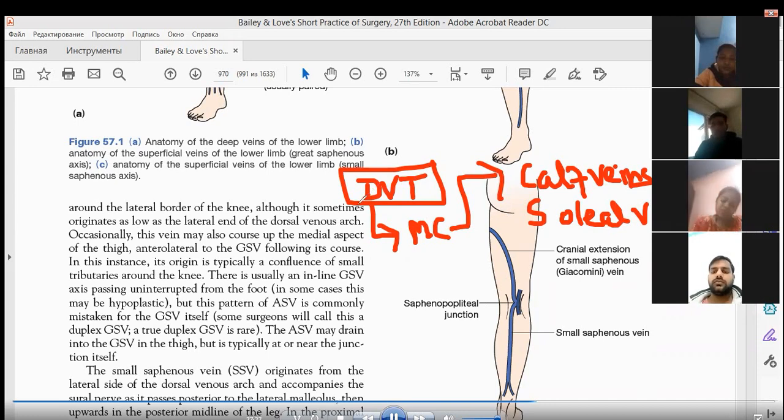And DVT is the formation of a blood clot within a deep vein. And what are the factors which can lead to the formation of this deep vein thrombosis?